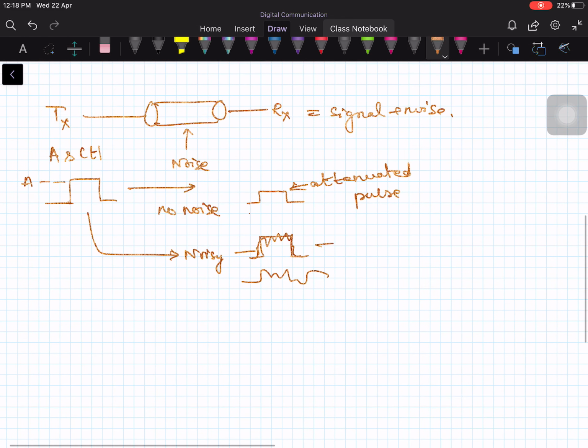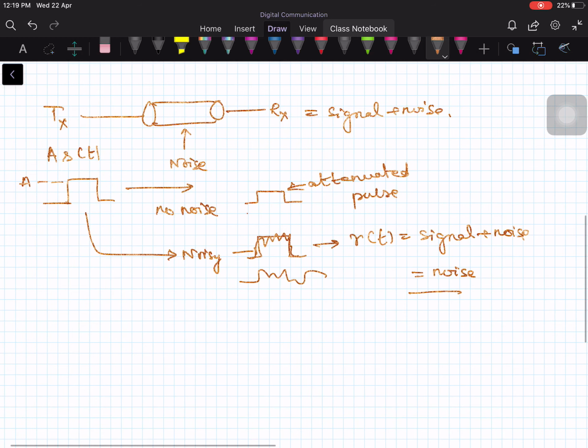Therefore at the receiver we have one very big question: the received signal, let's say r(t), contains signal plus noise or noise alone. That's what we want to consider. The hypothesis testing approach to this problem will ask which of the M waveforms was most probably transmitted based on the received waveform. This is my received waveform that you have got.